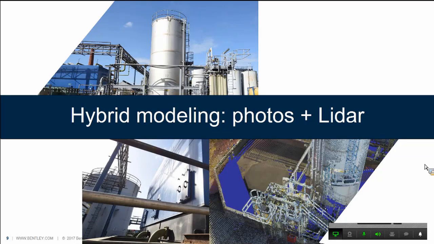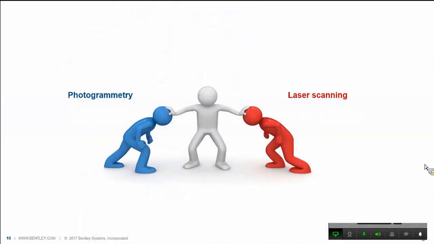Now let's have a look at hybrid modeling. What we call hybrid modeling is the use of a combination of photos and LiDAR, LiDAR meaning laser scanning system, to use them both to generate 3D models. Historically, photogrammetry and laser scanning have been described as competitors, but at Bentley we know that both techniques have their pros and cons, so why not leverage both at the same time?